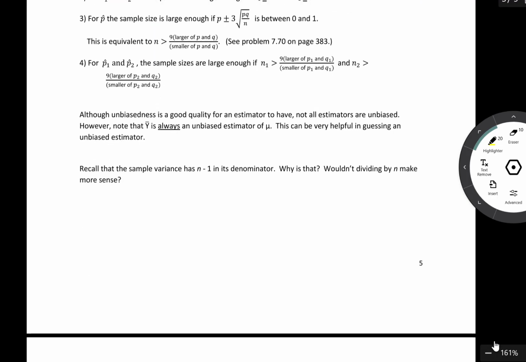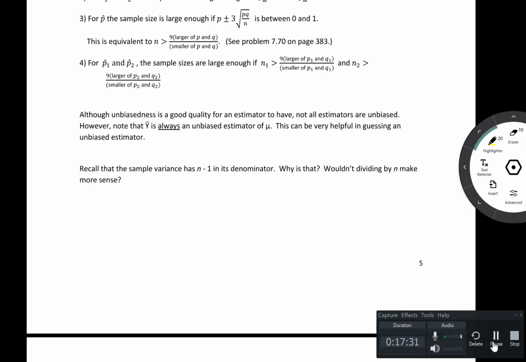So although unbiasedness is a good quality for an estimator to have, not all estimators are unbiased. However, do note that y bar is always an unbiased estimator of mu. And so this can be very helpful in guessing what an unbiased estimator might be. So recall that the sample variance has n minus 1 in its denominator. Why is that? Why wouldn't dividing by n make more sense?